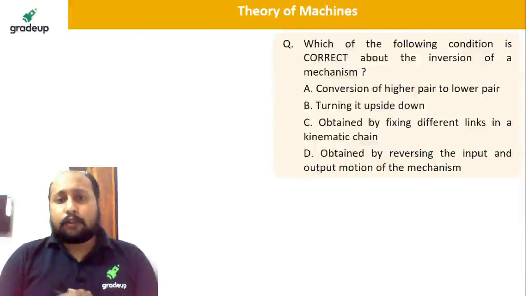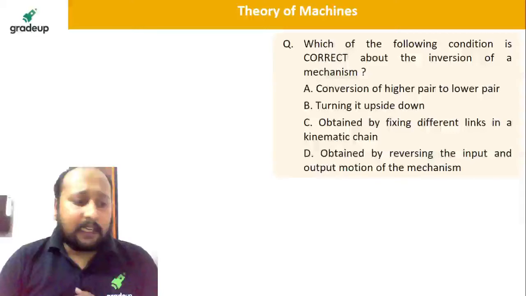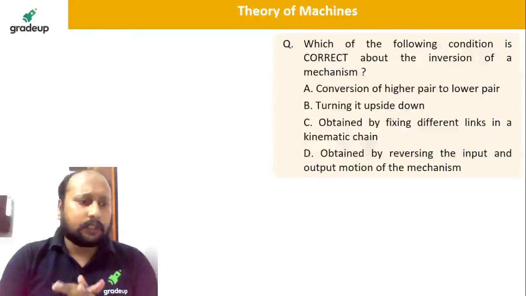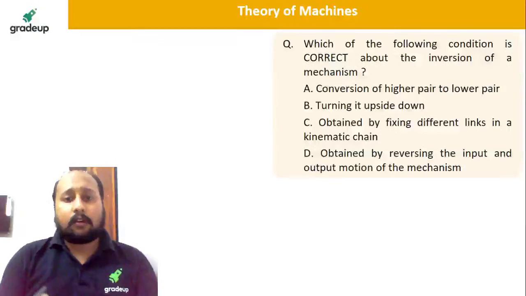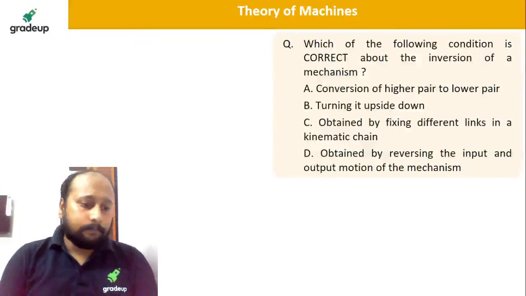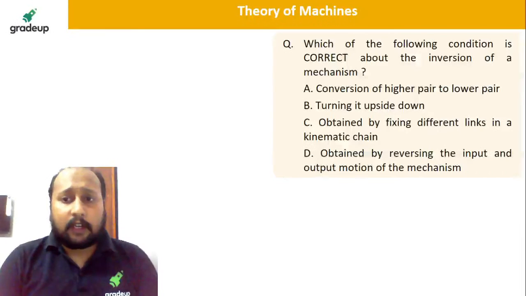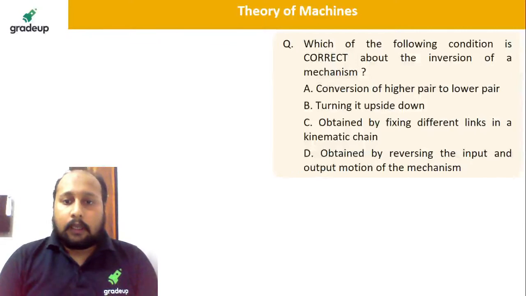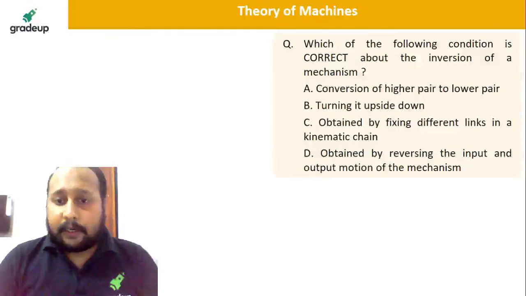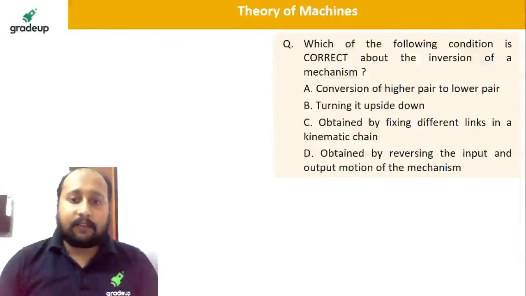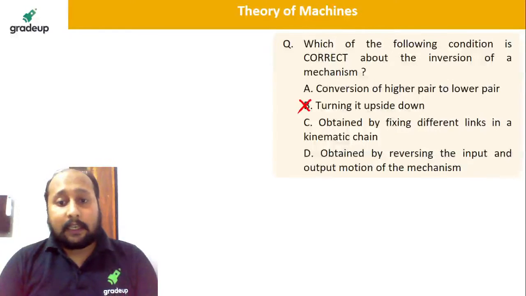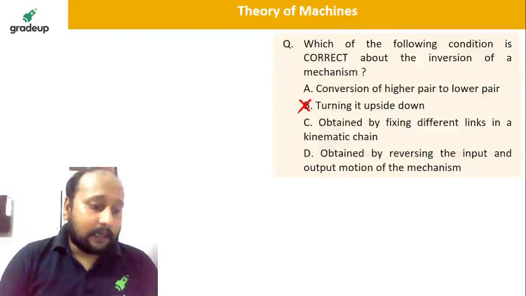Option D. Next question. Which of the following statements is correct about the inversion of a mechanism? This will be the easiest question which you will come across from the topic of mechanism. Option A: conversion of higher pair to lower pair. Turning it upside down, very funny option. Option B is incorrect. Option C: obtained by fixing different links in a kinematic chain. Option D: obtained by reversing the input and output of a mechanism. Option A, B, C, or D?